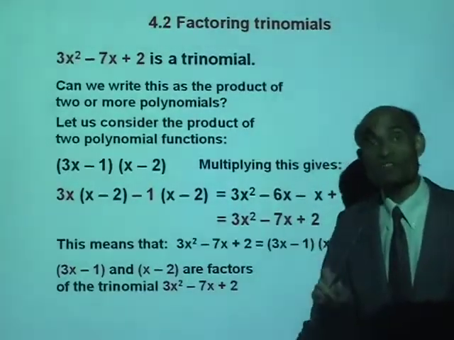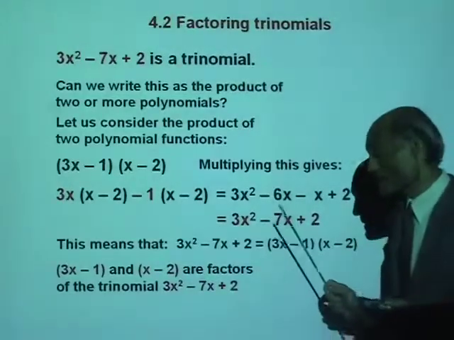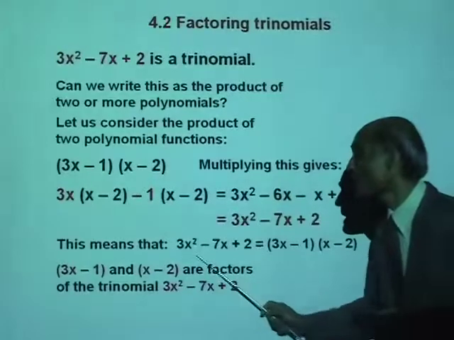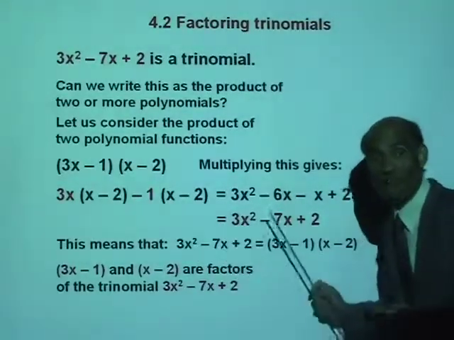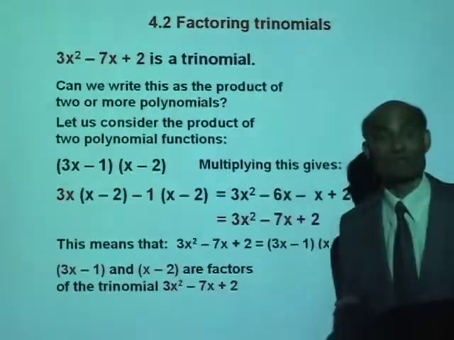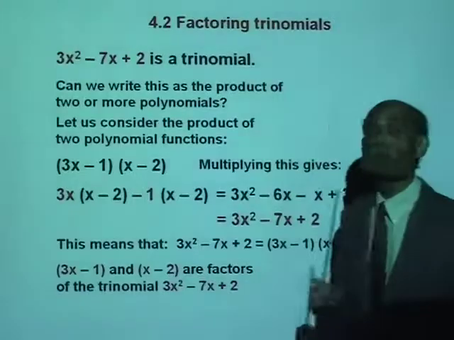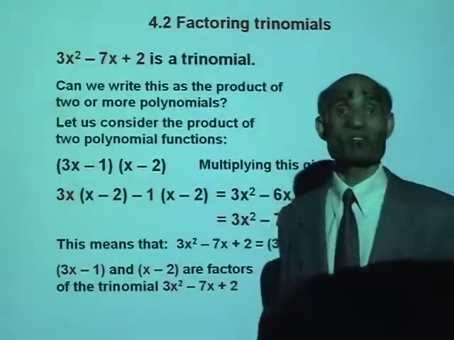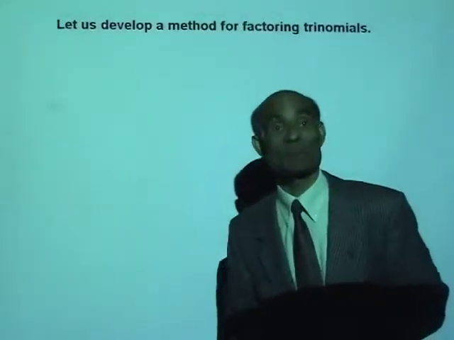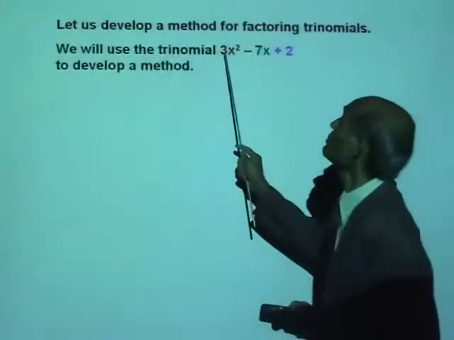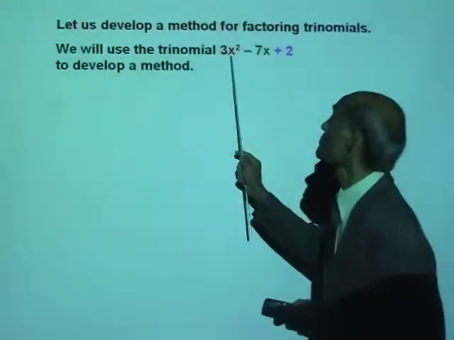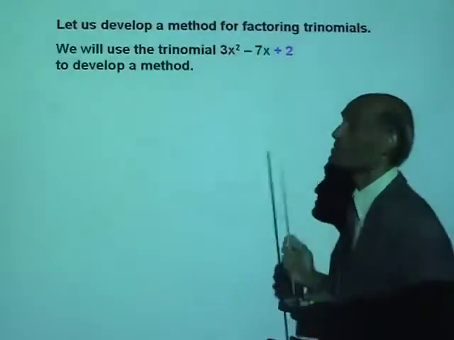Now, our task in this lesson is to learn how to start with a trinomial like this and how to factor it in this form, the product of two binomials. Alright, we're going to develop a method for doing this in this lesson. Let us develop a method for factoring trinomials. And we will start with the one that we have already used, 3x squared minus 7x plus 2.